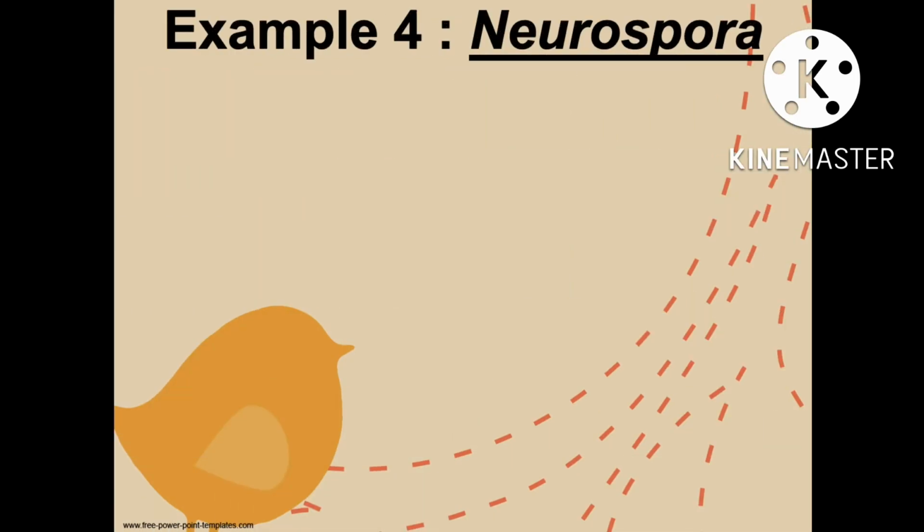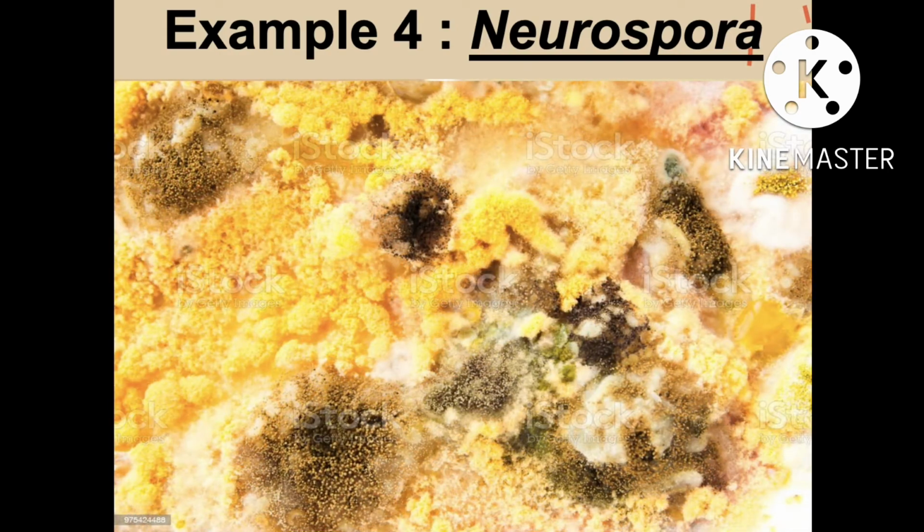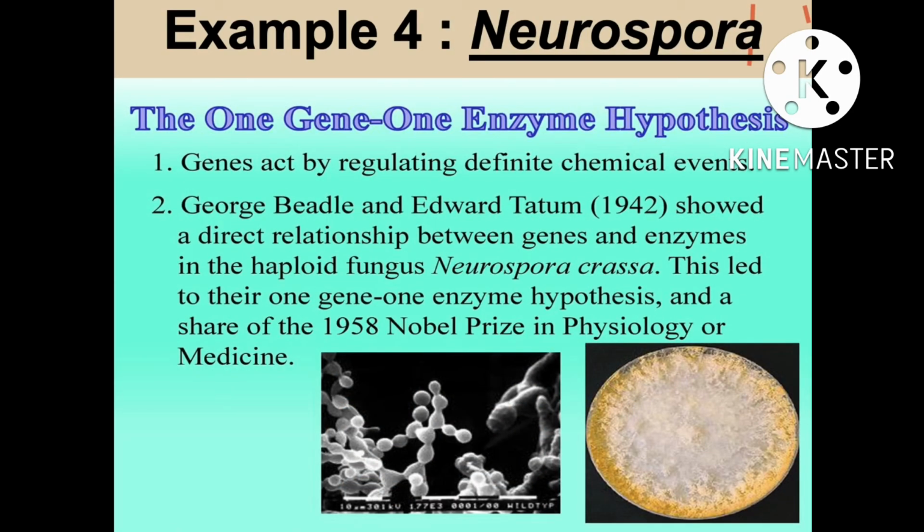After this, the next example is Neurospora. The fungus is mostly saprotrophic. The species of Neurospora grow as reddish superficial growth over the substratum and therefore are commonly called pink bread mold. Many species of Neurospora have been used as convenient organisms for genetical and biochemical studies. The most important discovery that genes act through enzymes, the one gene one enzyme theory, was first put forward by Beadle and Tatum through their experiments on Neurospora.